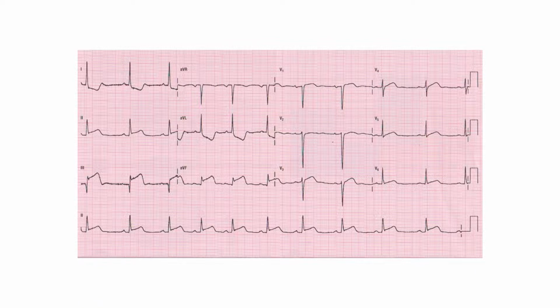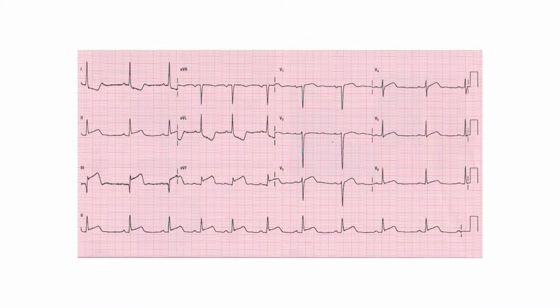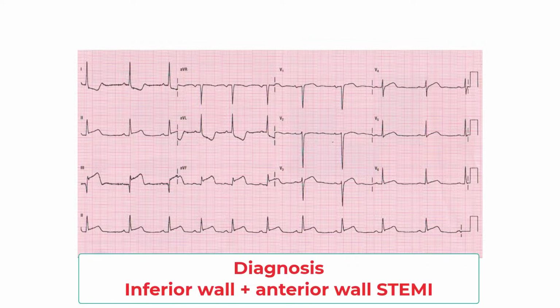Note that in V5 and V6, yes, there is elevation. However, it's very minuscule, very slight. It does not meet the criteria of at least 2 millimeters in the V leads. Thus, we ignore this. So, the general interpretation of this strip then is there is STEMI in the inferior as well as the anterior leads.